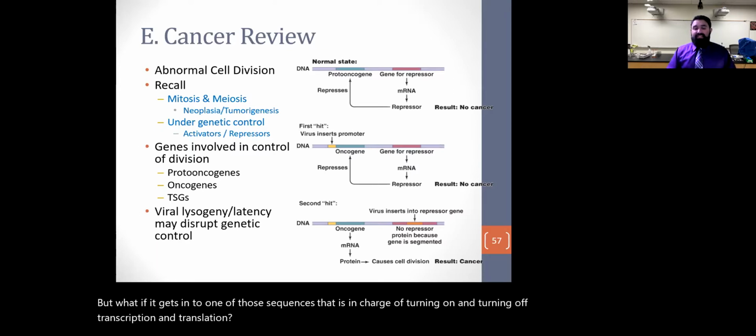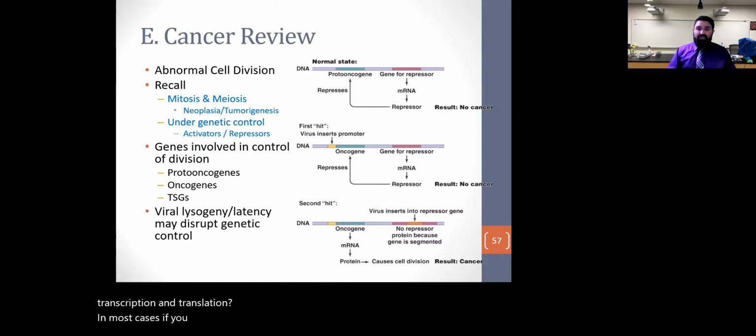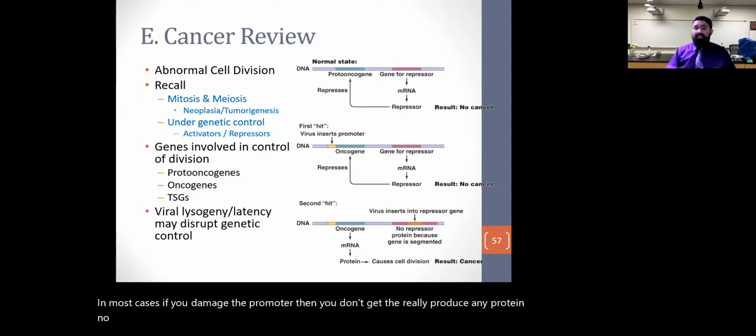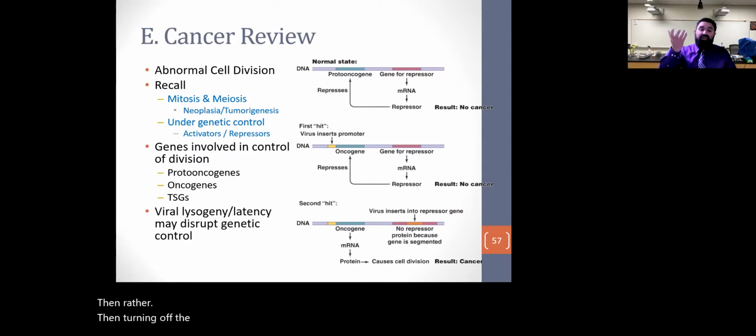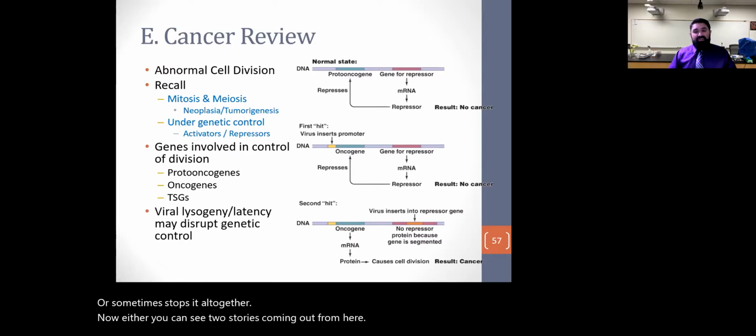Well, in most cases, if you damage the promoter, then you don't get to really produce any protein. No more RNA, no more protein. Simple as that. But what if sometimes it gets close enough to a promoter that, rather than turning off the promoter, it makes it stronger, or sometimes stops it altogether? Now, you can see two stories coming out from here. If it turns it off, no protein is made. Okay, you can see that as not being too bad. I'll explain why that can be.